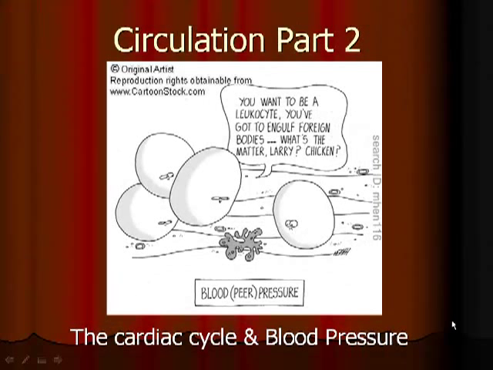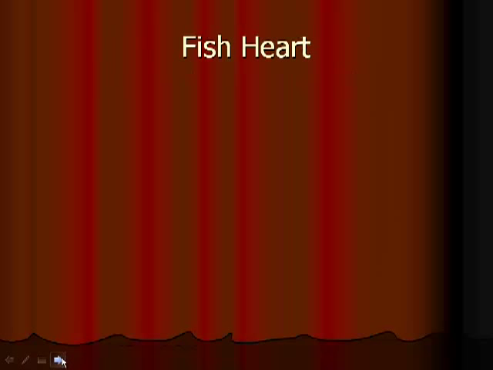All right, ladies and gentlemen, welcome back. We're looking at circulation part two. This is all about the cardiac cycle and blood pressure. So here's just a little example of a heart, and we'll explain why this can actually happen in a minute.